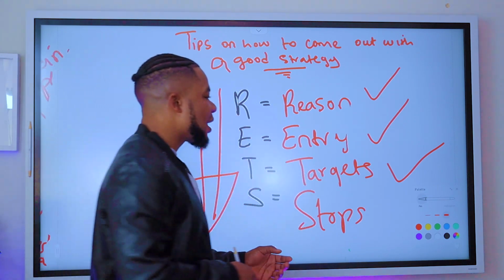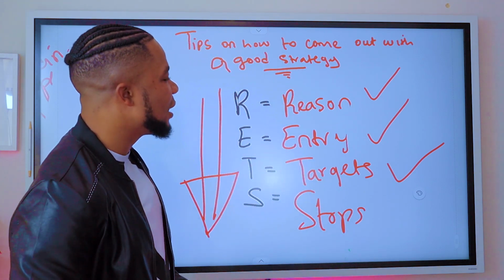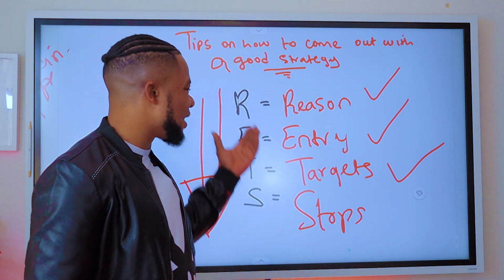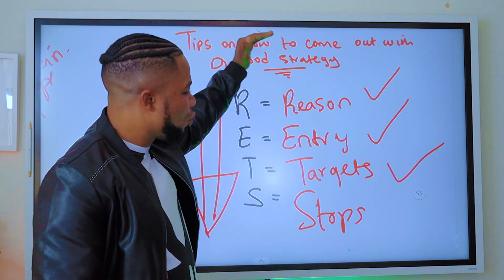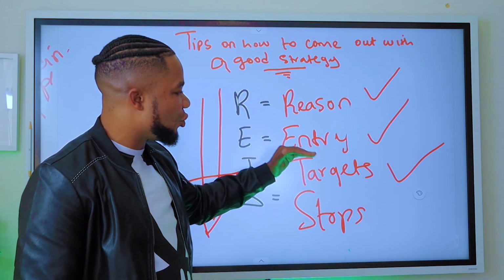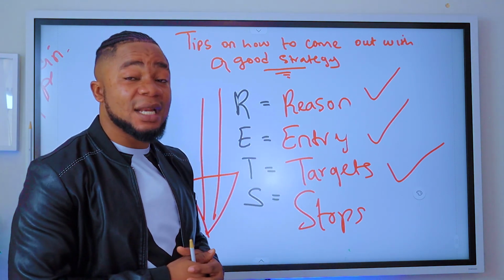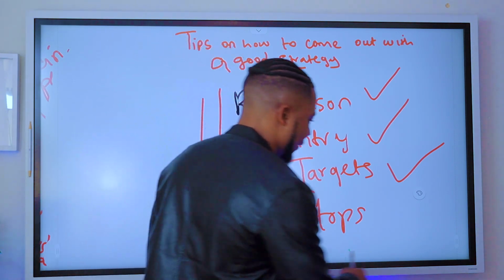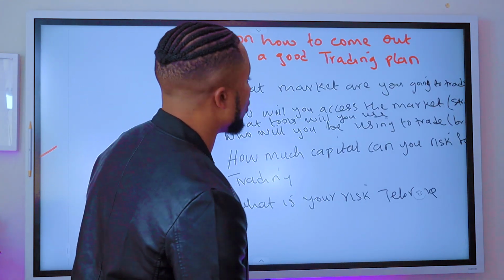All right, so that is how you are able to come up with a good strategy in forex trading. Any strategy must have this REST: the reason, the entry, the target, and the stops. So long as you are able to define your reasoning, your entries, the target, and your stop, trust me, your strategy is going to be a very solid, firm strategy. Perfect. Now let's go to tips on how to come up with a good trading plan.